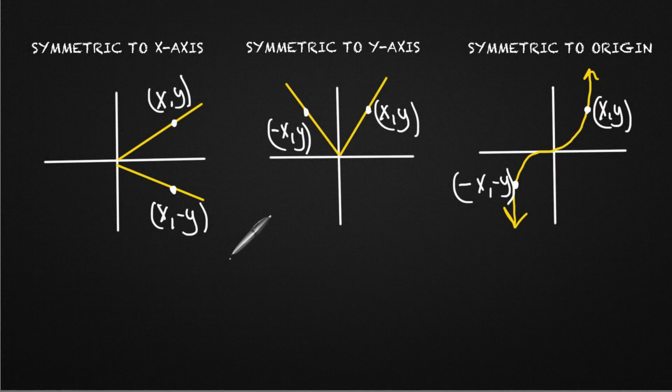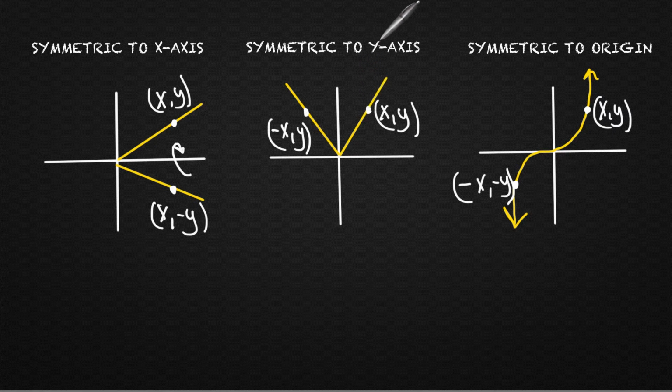Okay, today we're going to be talking about symmetry. And essentially, when you have a relation, there are three different types of symmetries that we want to be aware of. And the first is when a graph is symmetric to the x-axis. And all that simply means is that I could take the graph and flip it over the x-axis and it looks exactly the same.